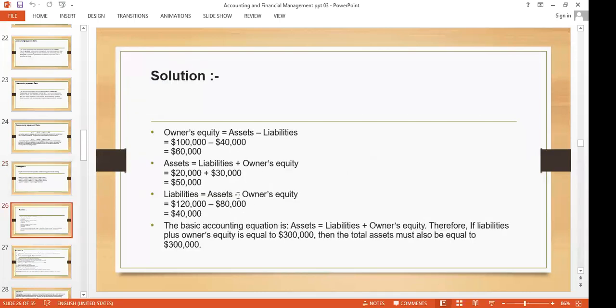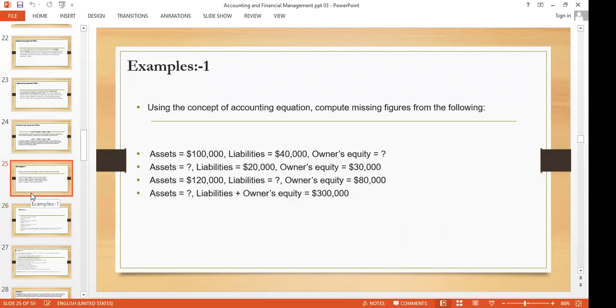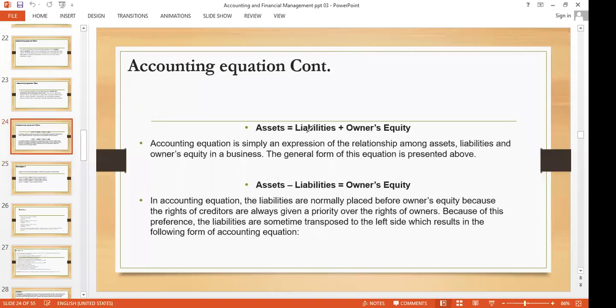Liability is equal to assets minus owner's equity. Assets are given as 120,000 and owner's equity as 80,000. Liabilities are 40,000. Last one: assets not given, liabilities plus owner's equity 300,000. How much are the assets? It is very easy. Use this one. Assets are 300,000. Yes, very good.